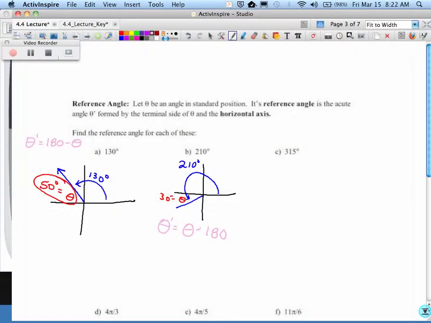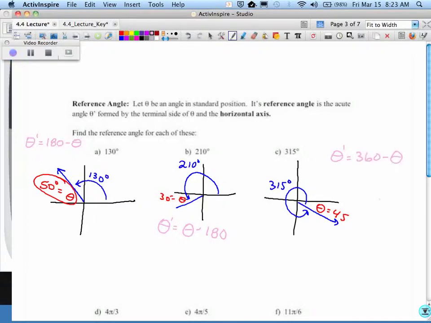Okay, 315. Keep doing the same thing. The terminal side somewhere down into the fourth quadrant. So I go around 315 degrees. But really, what am I going to be working with? A 45. So when you think about this one, to stay in the same theme, theta prime, here you would do 360 minus the theta that I give you.